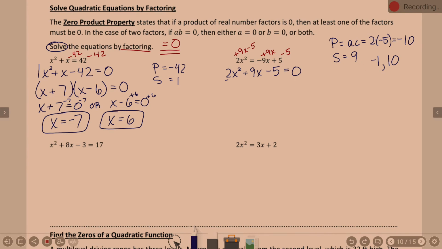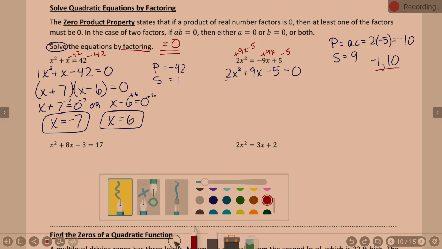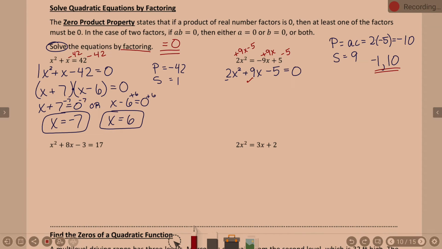Wait, parentheses. Don't do our parentheses yet. Here, I'll give you a hint, guys. My final answers are not positive 1 and negative 10. This is not put these in the parentheses and then set each parentheses equal to 0, because it's product of AC. Okay, so you put 2x minus 1 plus 10 plus 5. We're going to take these two right here and we're going to use them to split the middle term.